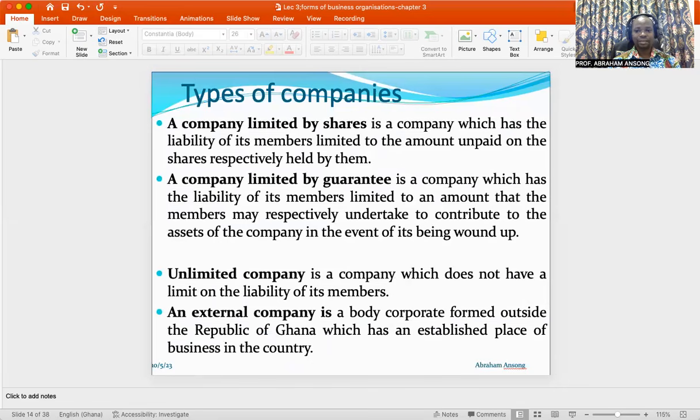So let's look at what they mean. A company limited by shares is a company which has the liability of its members limited to the amount unpaid on the shares respectively held by them. So what this definition is basically trying to say is that if the company is in debt and is liable for the payment of some debt obligations, what the shareholders will basically lose, if you have paid for all the shares that you currently own, is the amount of money that you've invested in that particular company.